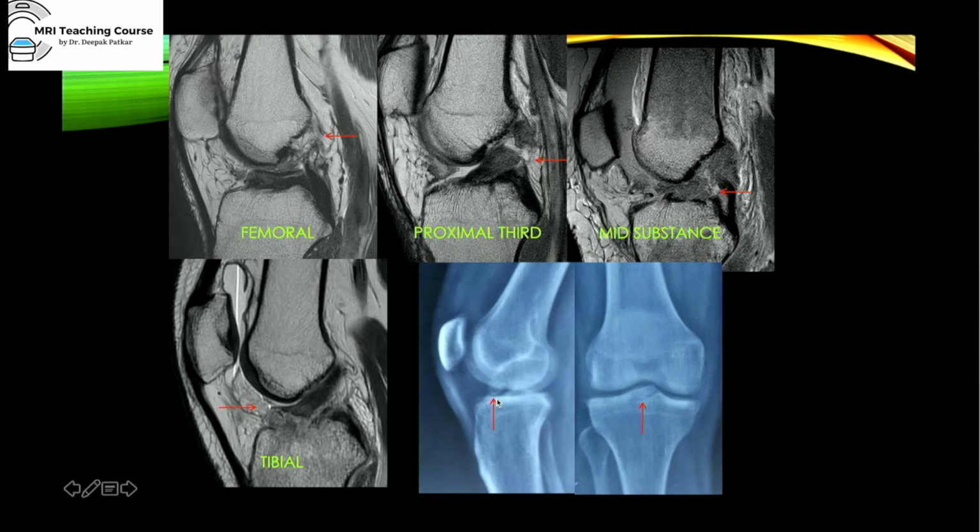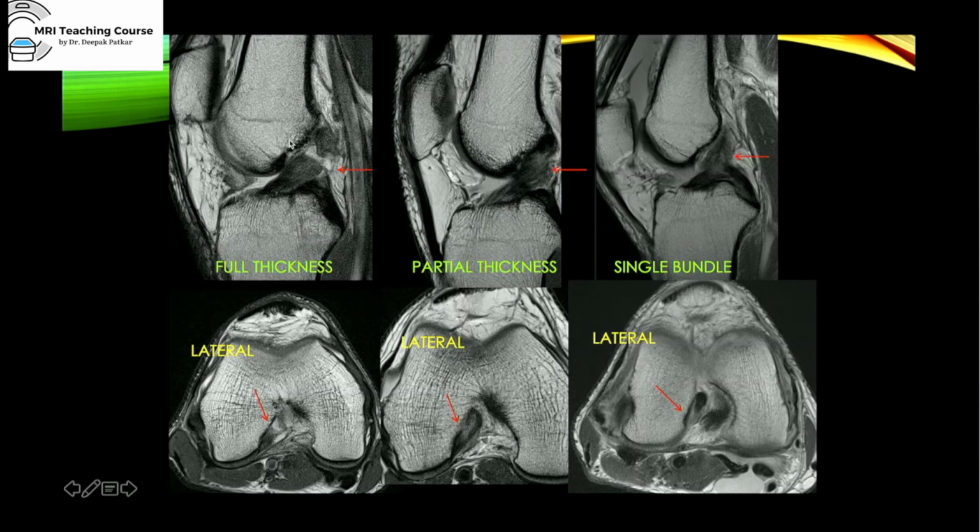So this is the whole spectrum of different locations, and then you can have a full thickness, a partial thickness, and a single bundle. Now if you see partial thickness and single bundle on a sagittal, I can't differentiate the two. For me, even the single bundle is like a partial thickness tear. Look at the axial. In the partial thickness, you can see that it's involving both the bundles, but here you can see the anteromedial bundle is intact, whereas the posterolateral bundle is involved. So that's why I'm telling you, always, always, always make it a habit to look at the axial images for your cruciate ligament injuries. You'll get a lot of information from that.